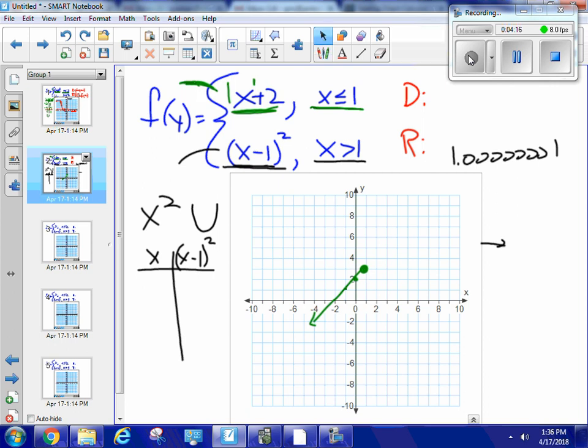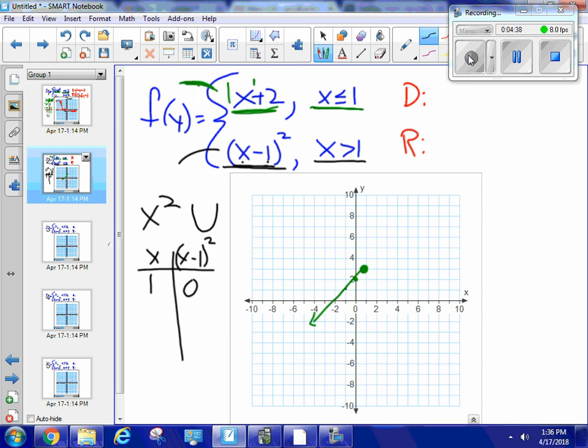And the way I'm going to indicate that is, when I figure out what the y value is, I'm going to indicate that with an open circle. So let's use 1 in our little t here. I say when x equals 1, well, that would be 1 minus 1, which is 0. And I square 0, I get 0.